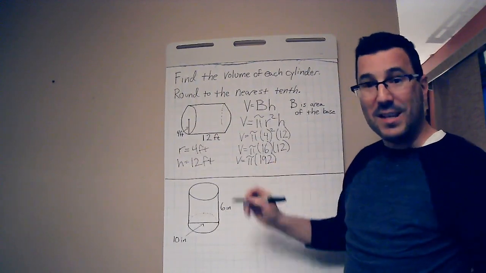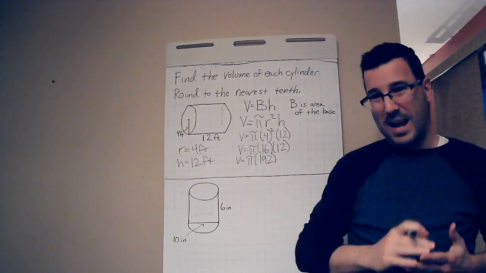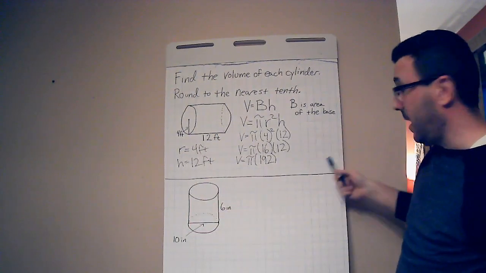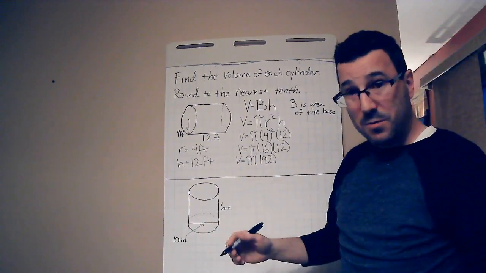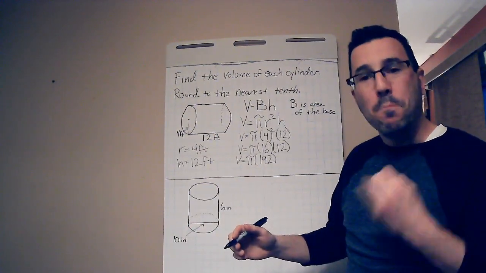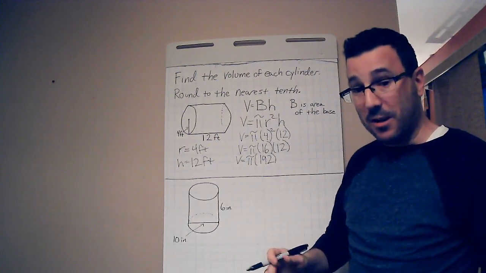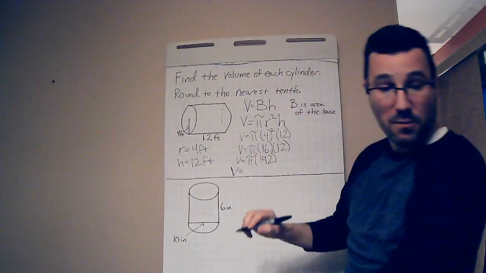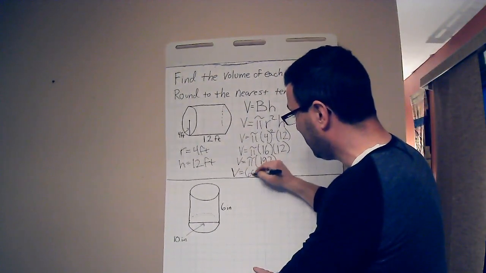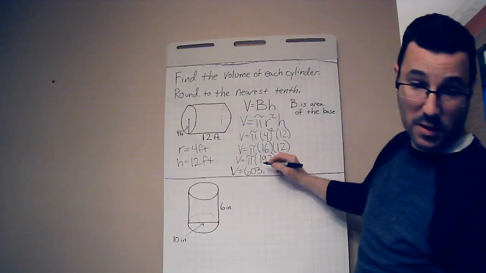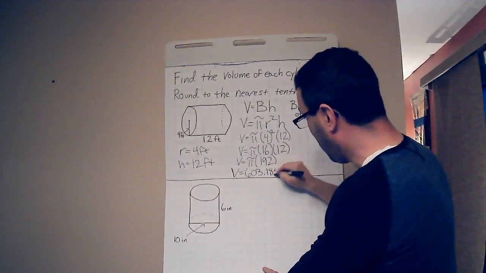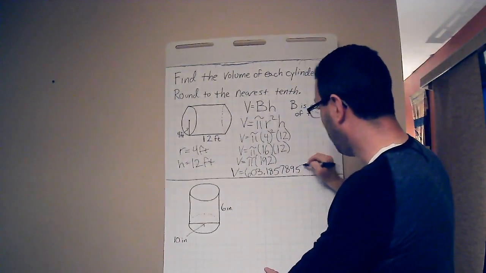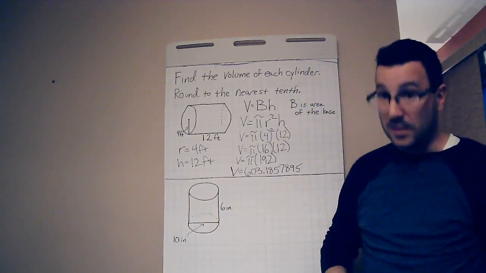So now I'm going to multiply this. The first thing I'm going to do is write out the entire thing, exactly what we get, not rounded yet. I'm going to write my rounded answer right over here. When I do this multiplication in my calculator, what I wind up with is this big long number. Volume equals 603.1857895. I'm not done yet. That's a lot of numbers.